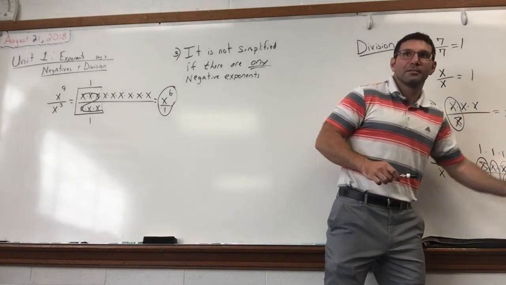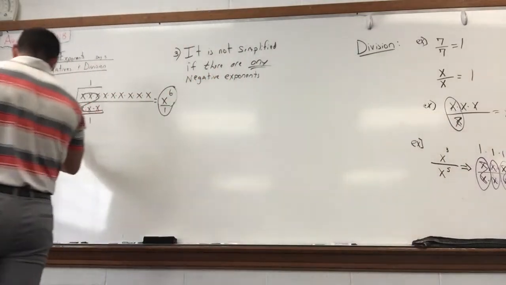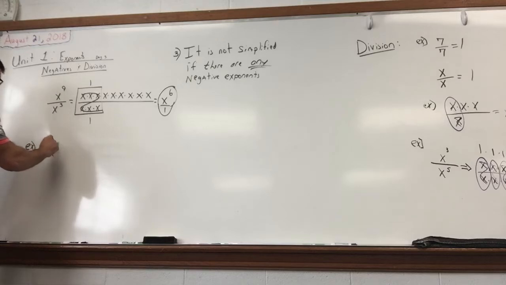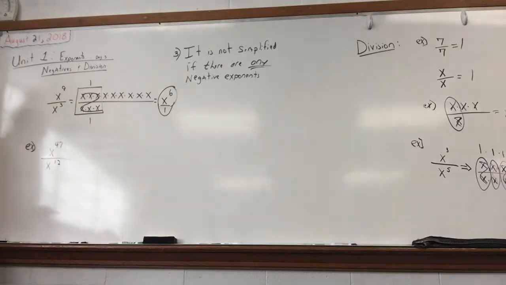Oh, man. So let's try this. Let's say I've got x to the 47th divided by x to the 12th. I do not want to write out 47 x's. I don't even want to write out 12 x's. So here's what you need to think. In which, numerator or denominator, do I have a bigger exponent? Carly, where's my bigger exponent? Numerator.